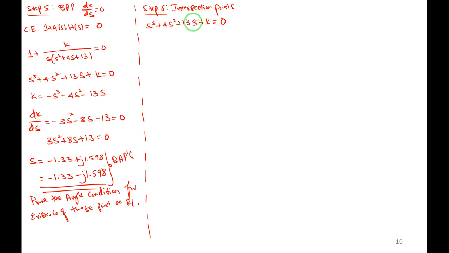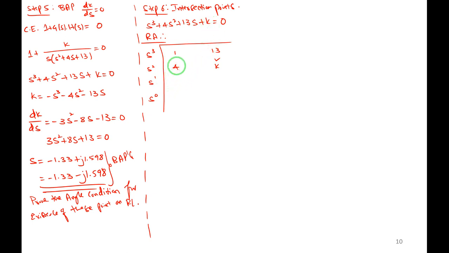Is it fine? Okay. So let me form the Routh array, a Routh table. So s cube, s square, s to the power of 1, s to the power of 0. The first column coefficients are 1 and 13. The second column coefficients are 4 and k. K is this constant term. Let me mark it. K is constant.